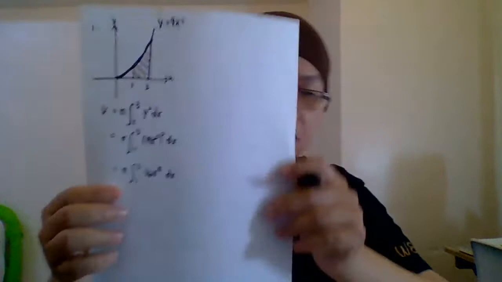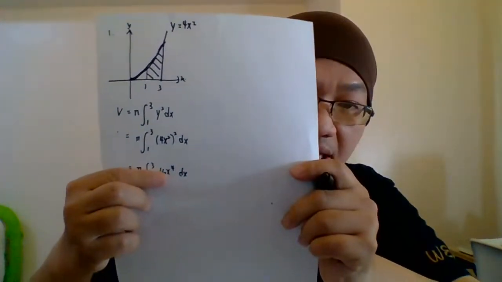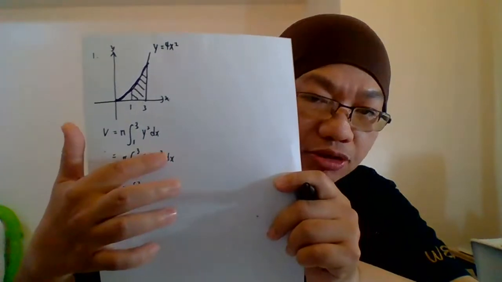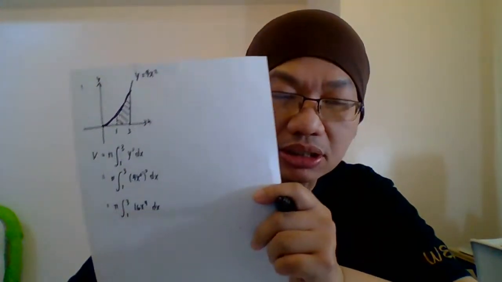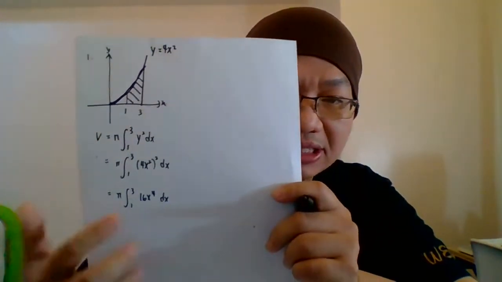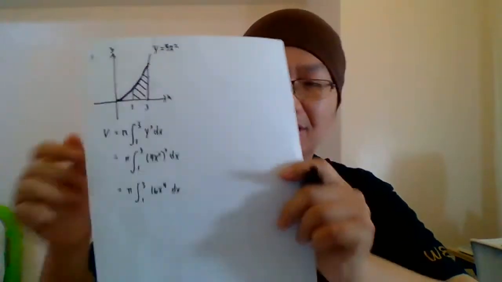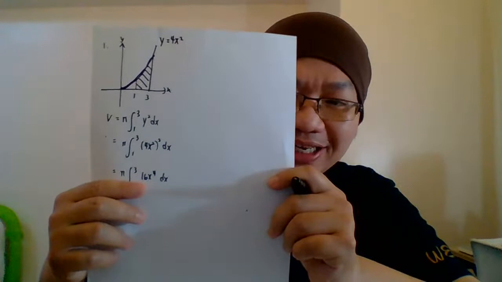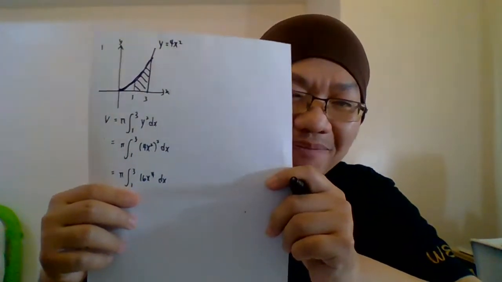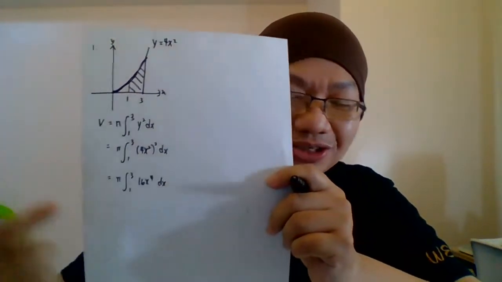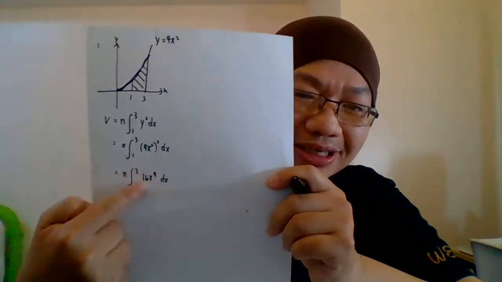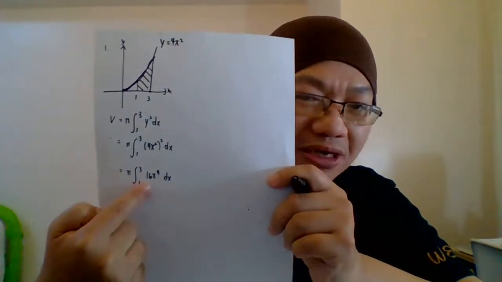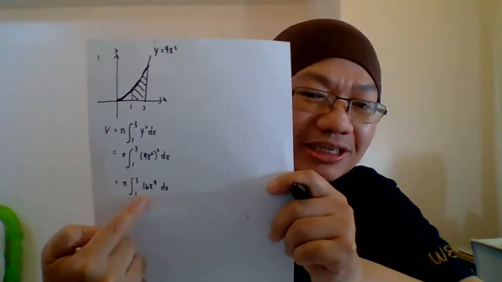Okay, it's supposed to be 16x to the power 4, because 4 squared is 16, and x squared squared is x to the power 4. All right, so don't forget this is basic mathematics. So if there is no problem, please make sure you inform me or ask your mathematics teacher. Okay, so now, this one. Now we can start to do the integration. I believe every one of you knows how to integrate this.